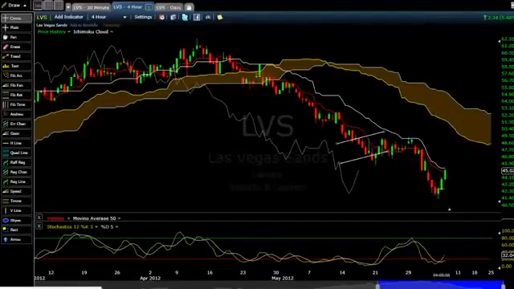Okay. So again, this is Cousin Vinny with a brief primer on Ichimoku, both a bullish and a bearish chart. Go to kumotrader.com to see more in-depth information about the signals.